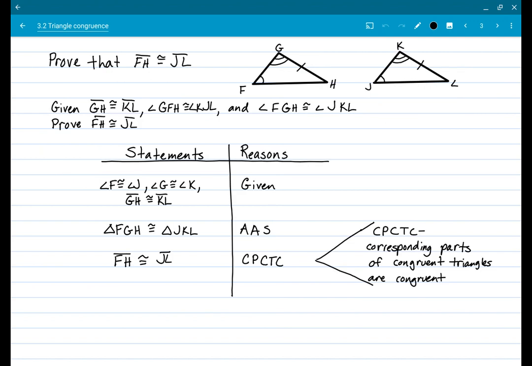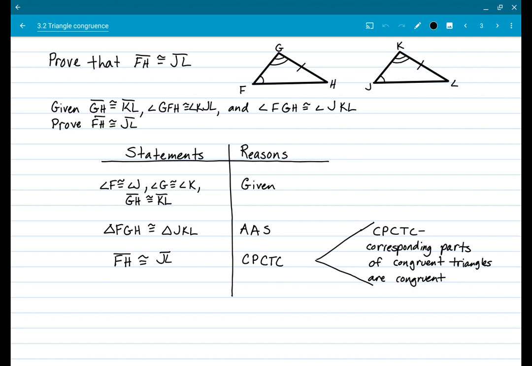So here's a sample of a proof. You'll see we're given some information about triangles FGH and JKL, and we're asked to prove that one of the sides that is not labeled is congruent to its corresponding side on the other triangle. When I say corresponding, I mean the side that would line up if we were to drag one triangle on top of the other.